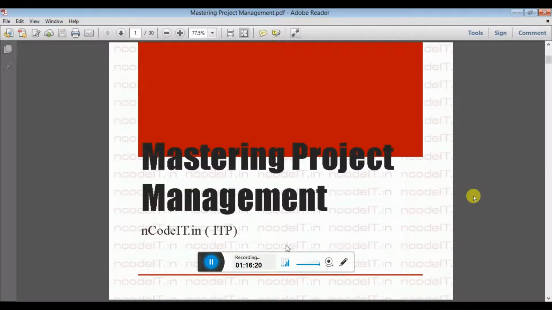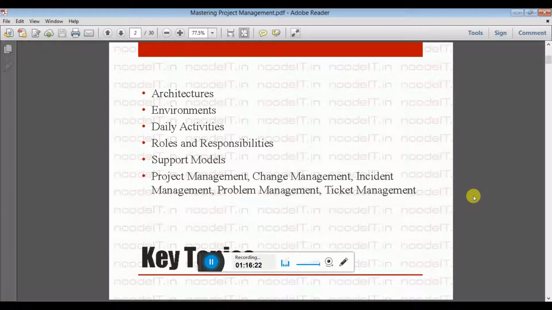So just to recollect everything, these are the key topics we talked about: architectures, environments. These two things are in a separate video. Daily activities we talked about, roles and responsibilities. Now daily activities, roles and responsibilities are going to be the same for you, a 4 or 5 years guy. They don't change for you, but for a manager, they will be different. So when somebody asks you roles and responsibilities or daily activities, you just give the same answer.